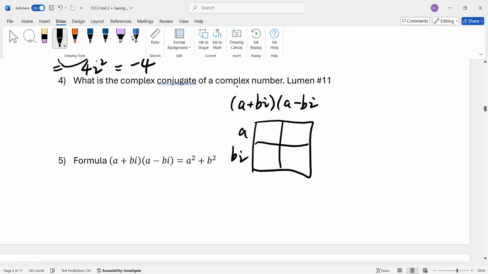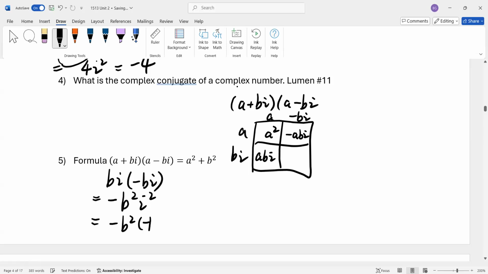This is a + bi, this is a - bi. A times a is a squared. A times negative bi, negative abi. A times bi, abi. Bi times negative bi. This is not minus, okay? Positive times negative is negative. So negative b squared, i squared. We know i squared is negative 1. Negative 1 times negative 1 is positive 1, so we have b squared here.